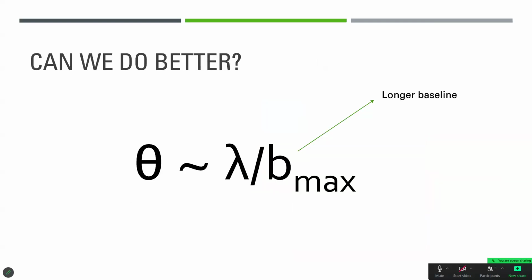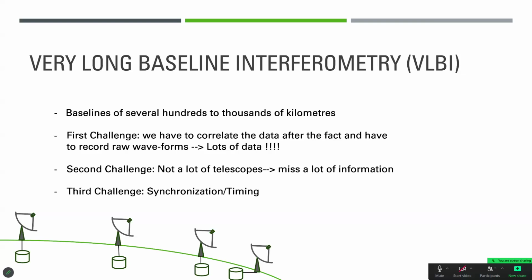Can we do even better? Well, let's make the baseline longer. And then surprise, surprise, we call this very long baseline interferometry, or VLBI for short. The main difference is we have a baseline of hundreds of thousands of kilometers.